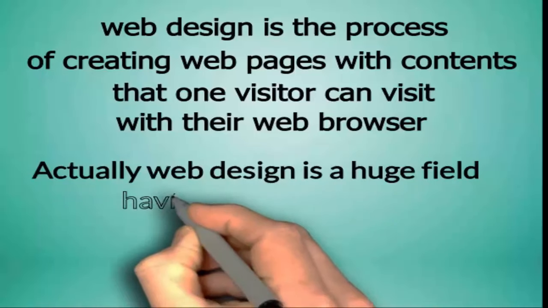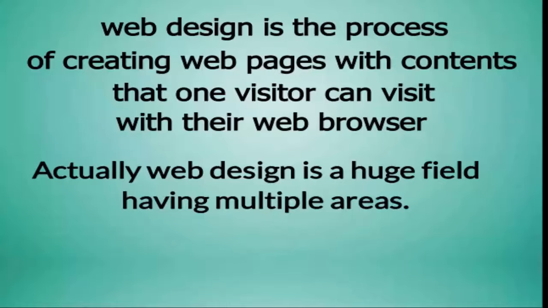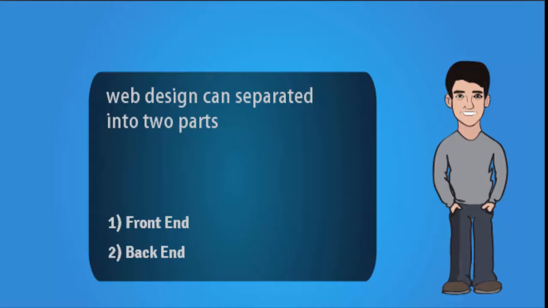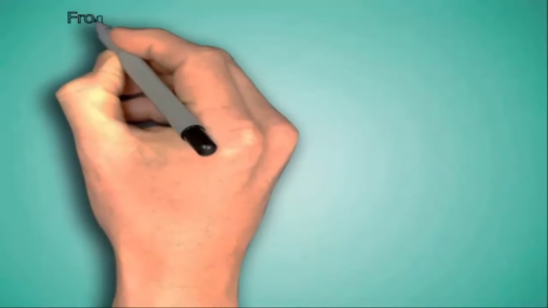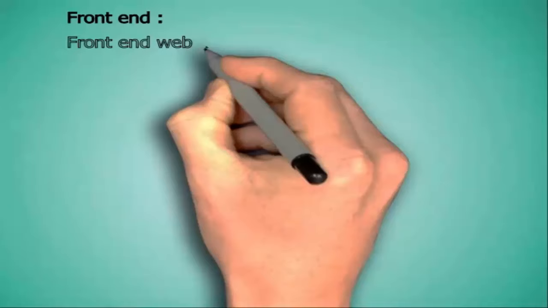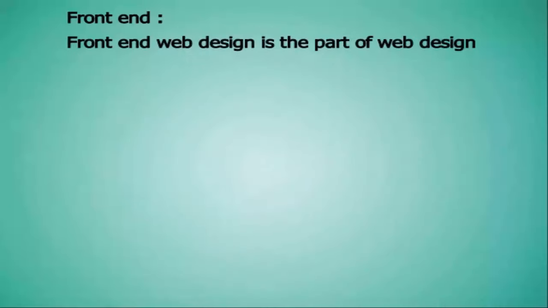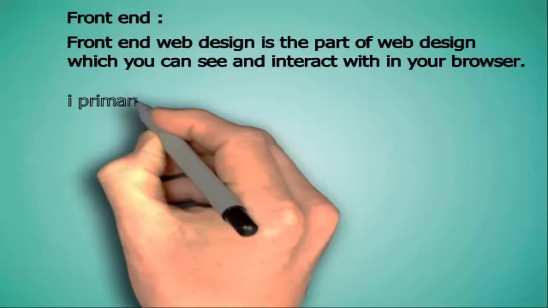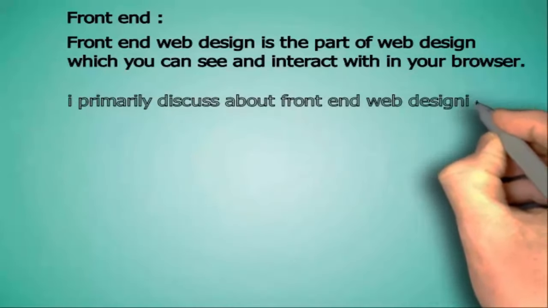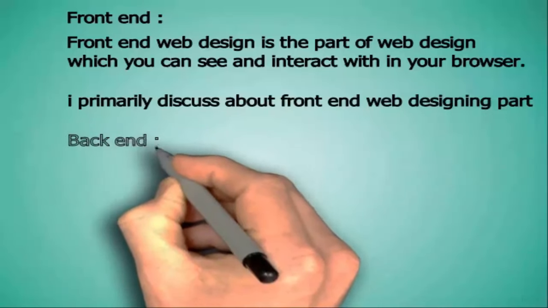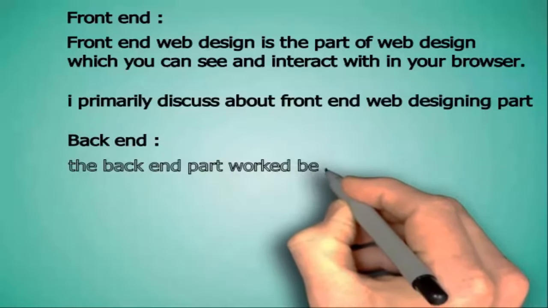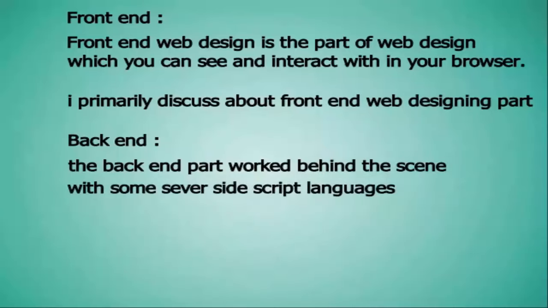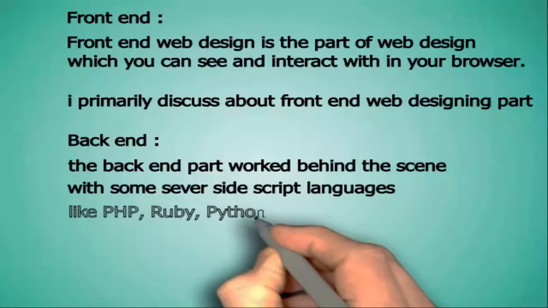Actually, web design is a huge field having multiple areas. Web design can be separated into two parts: one, front end, two, back end. Front-end web design is the part of web design which you can see and interact with in your browser. I primarily discuss the front-end web design part. The back-end part works behind the scenes with server-side script languages like PHP, Ruby, Python, etc.